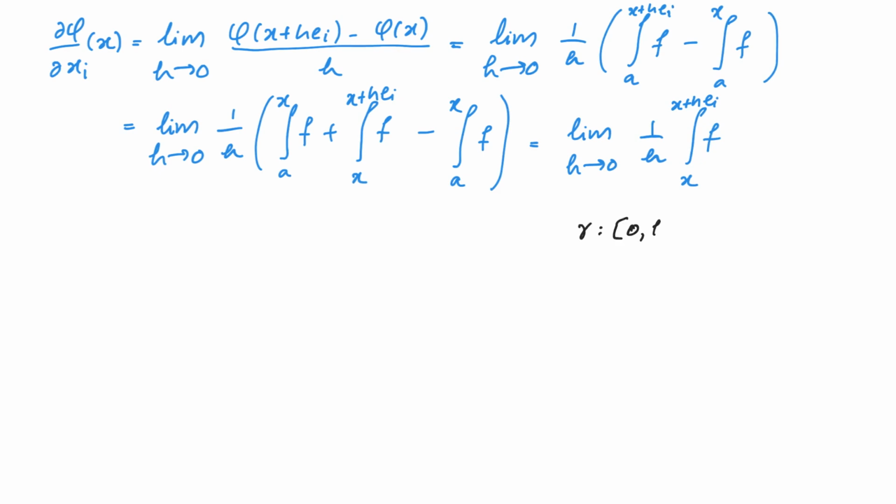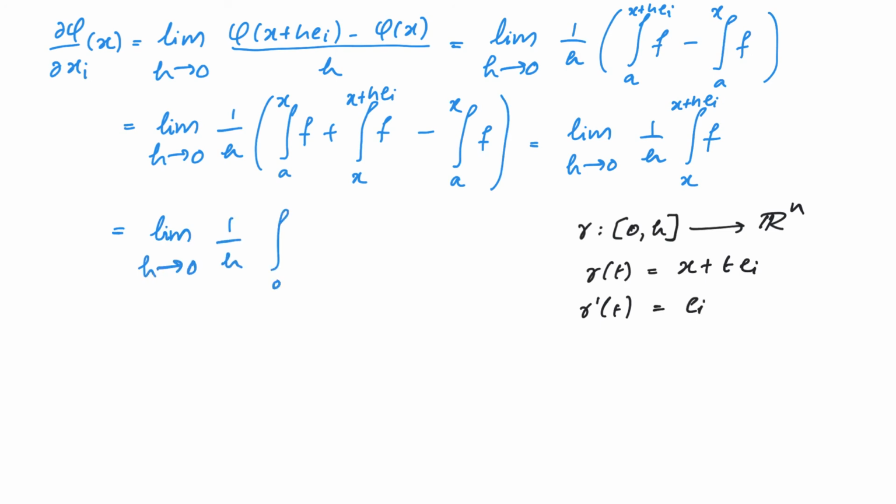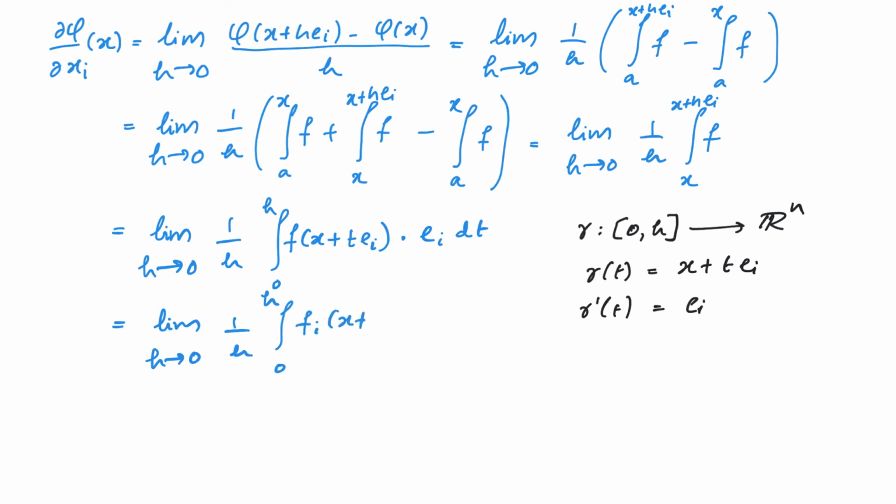Now I am going to take a specific curve from x to x plus h e_i, namely gamma from the closed interval [0, h] to Rn, defined as gamma of t is equal to x plus t e_i. Notice that gamma dash of t is equal to e_i. Therefore, the integral from x to x plus h e_i of f is equal to the integral from 0 to h of f of x plus t e_i dot e_i dt. But notice that f dot e_i is equal to f_i. Therefore, this can be rewritten as the limit as h tends to 0 of 1 by h times the integral from 0 to h of f_i of x plus t e_i dt. Therefore, using the second form of the fundamental theorem of calculus, we can show that this is equal to f_i of x. That is, the ith partial derivative of phi is equal to the ith component of f. And thus we have proved the theorem we wanted to prove.